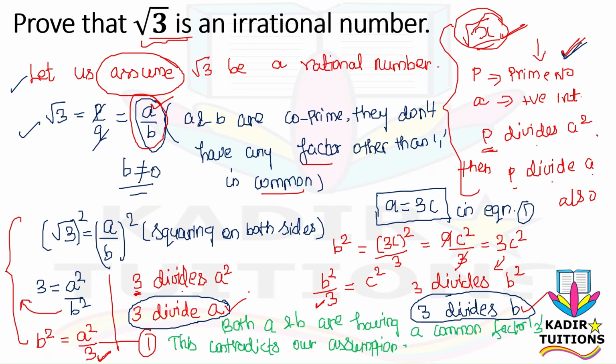So, root 3 is an irrational number. This is how we can conclude our answer.